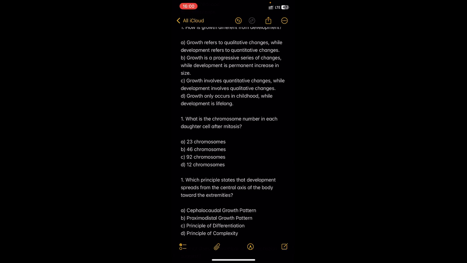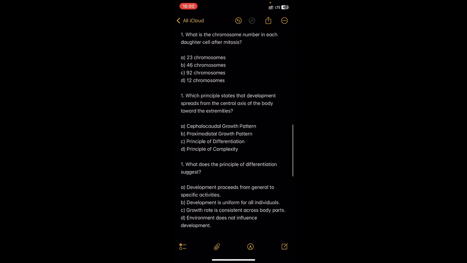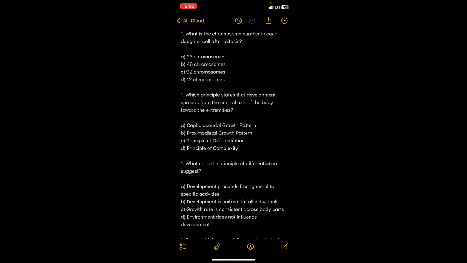This question always confuses me. In each. 23? I don't know. Which principle states that? So, even me, I'm failing my questions. Which principle states that development spreads from central axis of the body?